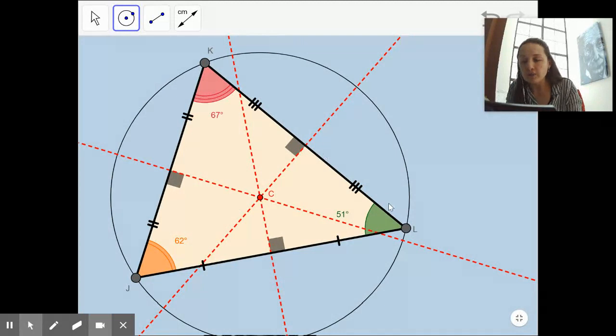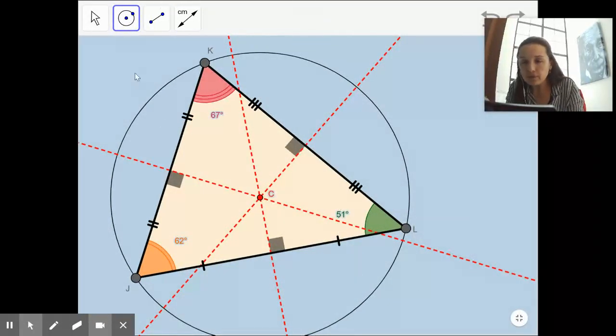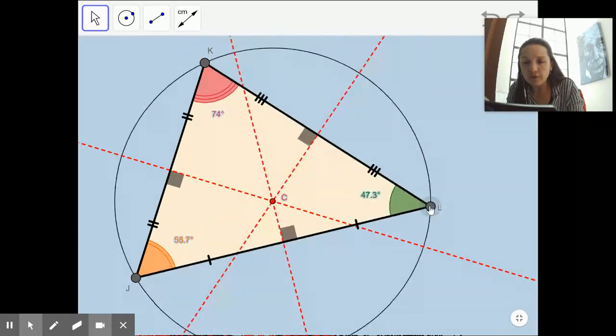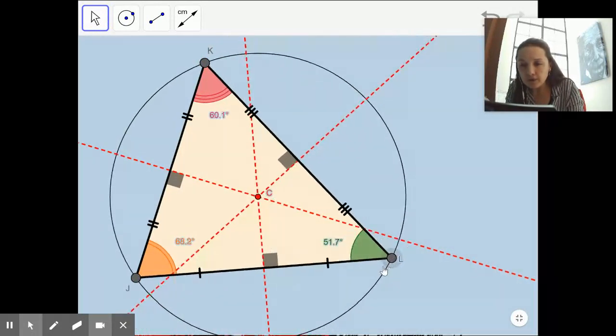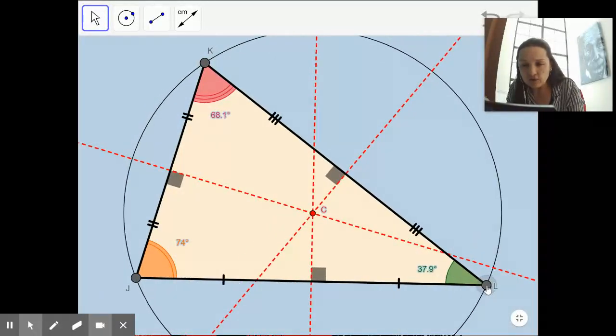Now, watch what I can do with this. I can take this triangle and move it. Whoops, I didn't mean to do that. There we go. I can take this L and move it, and the circumcenter in the triangle moves with it. Okay, so watch this. If I do this, that circumcenter is in the center, just like I would expect.